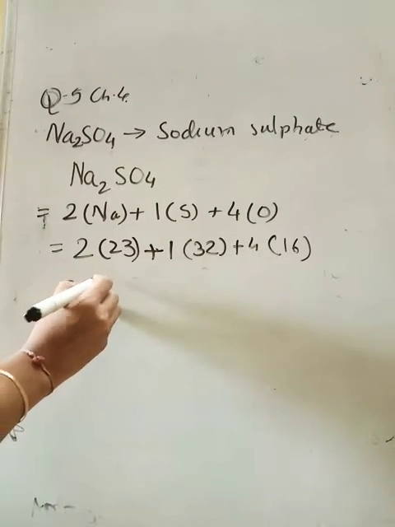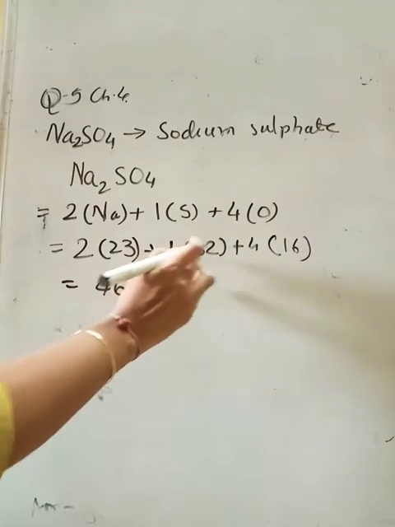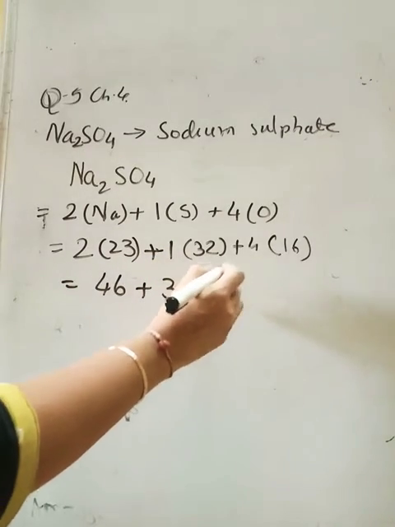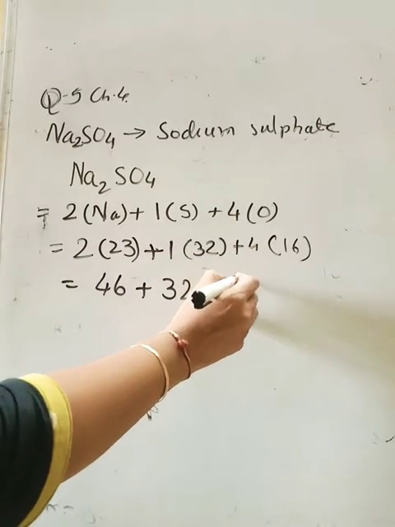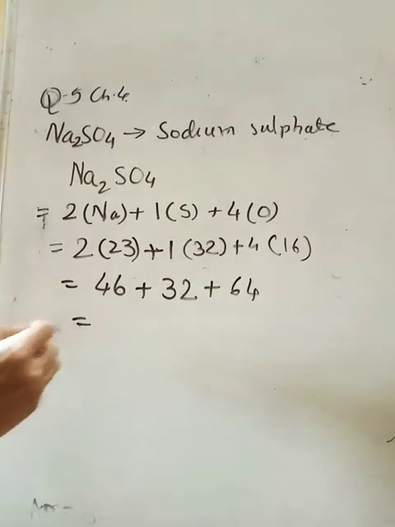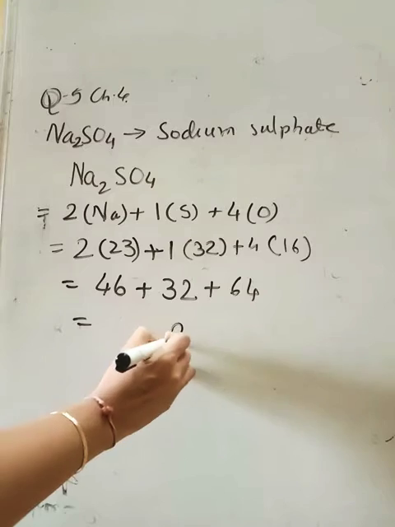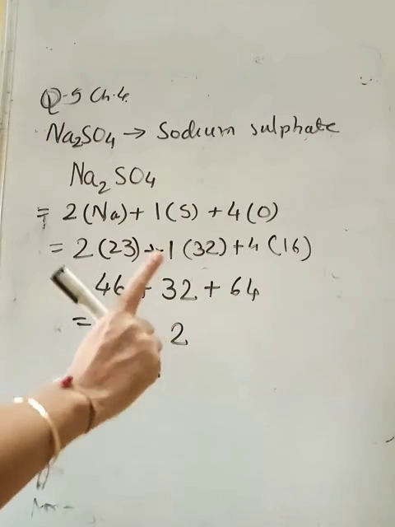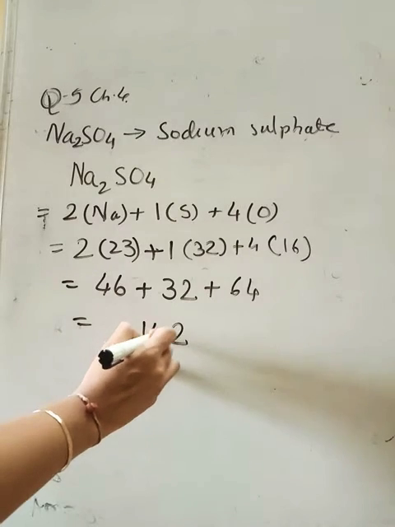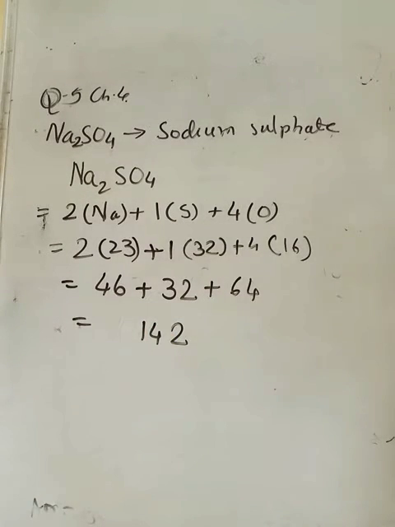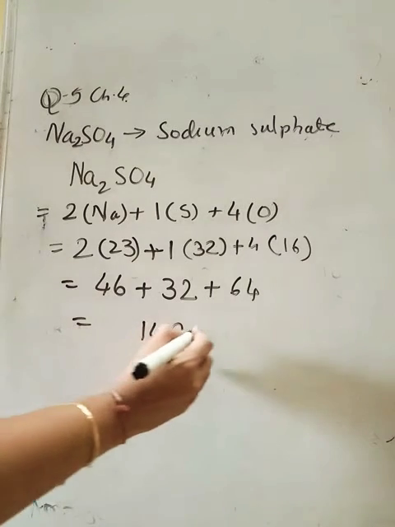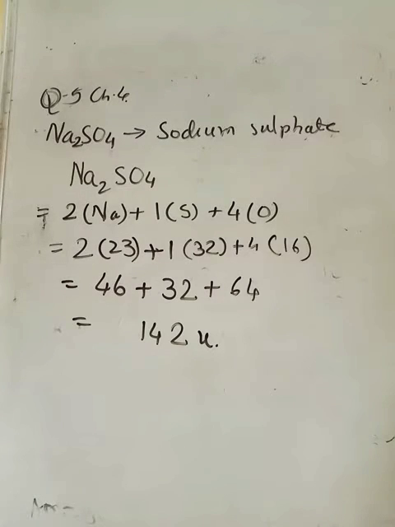So 2 into 23 is 46 plus 1 into 32 is 32 plus 4 into 16, 16 fours are 64. So let us do the addition now. 6 plus 2, 8, 8 plus 4, 12, carry 1, 6 plus 3, 9 plus 1, 10, 10 plus 4, 14. 142. So 142 Dalton is the molecular mass of the sodium sulfate. So this is how you are going to find out for all.